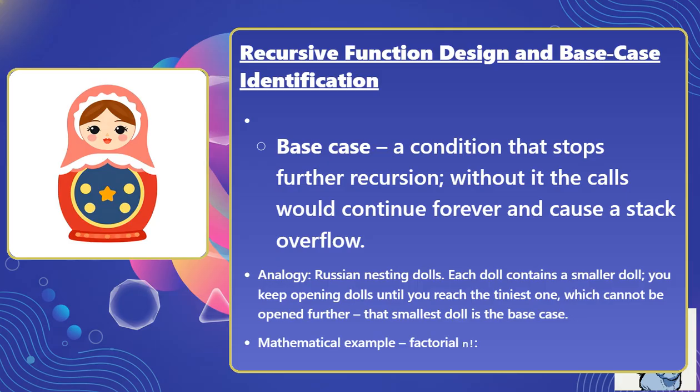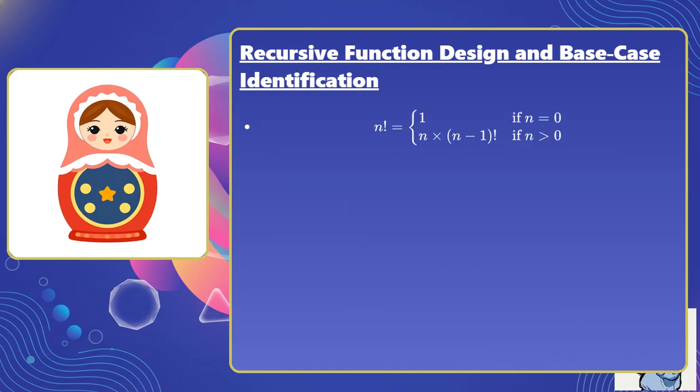Mathematical example: factorial. n factorial is defined as 1 when n equals 0, and as n times (n minus 1) factorial when n is greater than 0.